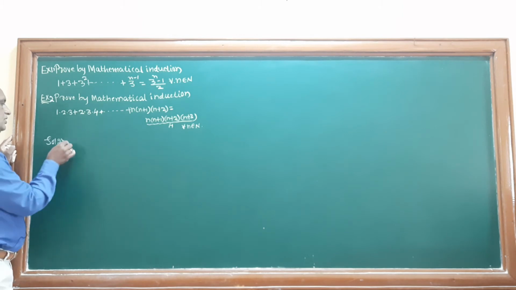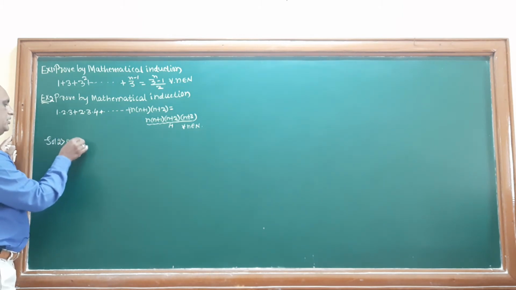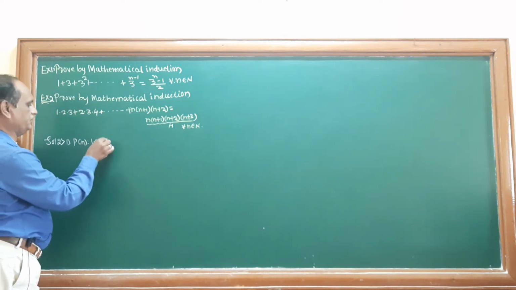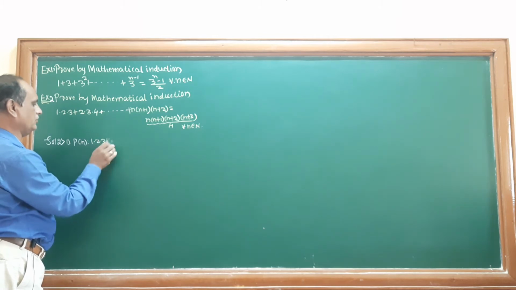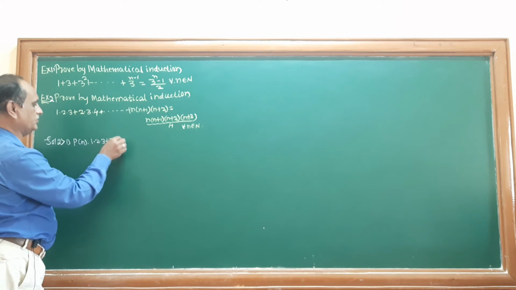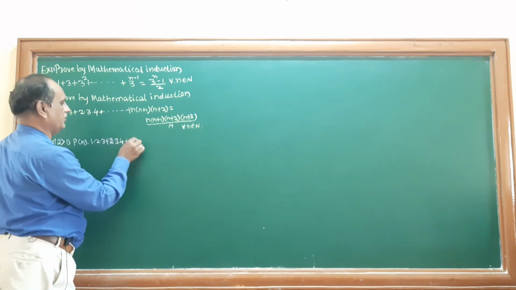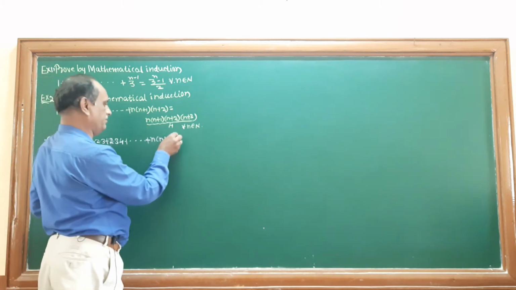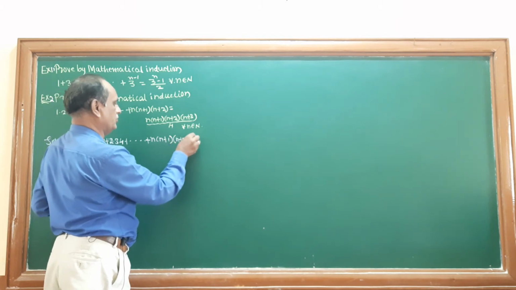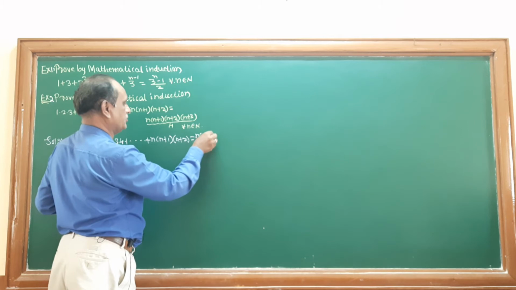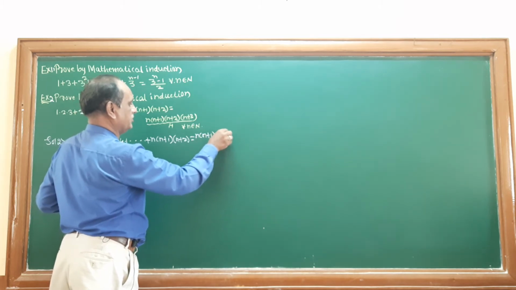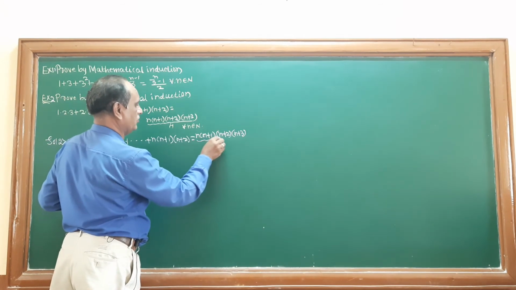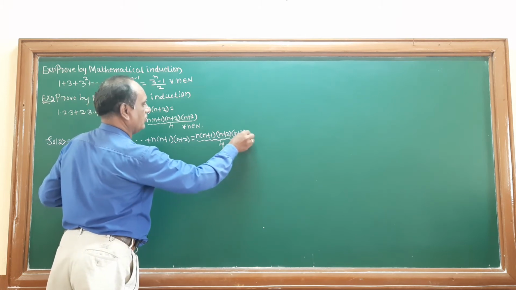So, given things, step number 1: let P(n) mean 1 into 2 into 3, plus 2 into 3 into 4, and so on, up to n in the bracket n plus 1 multiplied by n plus 2, is equal to n in the bracket n plus 1 multiplied by n plus 2, multiplied by n plus 3, the whole divided by 4. Call this equation number 1.